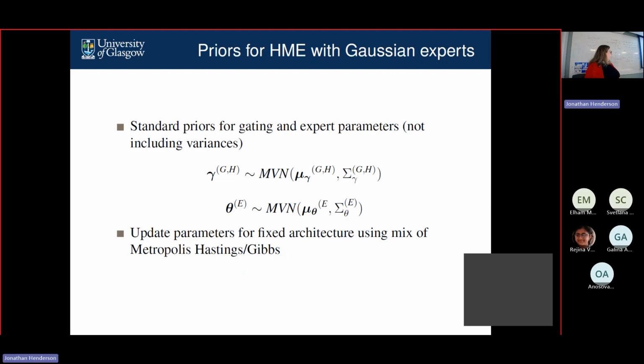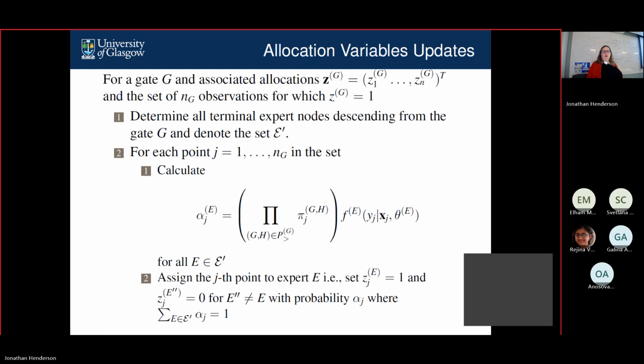Then once we have those priors, we can do MCMC a couple of different ways. Given a fixed architecture, using Metropolis-Hastings, and with conjugacy, we can use Gibbs. So we also have to update those latent variables, right? The ones that identify which expert you fall into. So in addition to getting updates for each chain of the gammas and the thetas, we have these z's. So a particular gate G, and then a set of allocation variables for all the observations for that gate G.